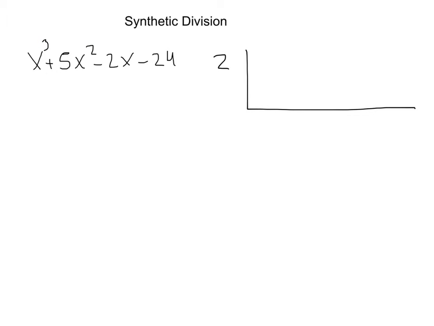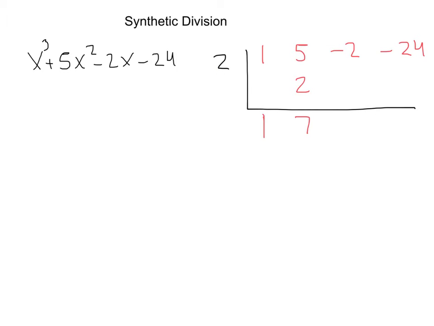So the first thing we're going to write is a 1, because there's an understood 1 right here. Then we'll write a 5, negative 2, you keep the sign of whatever it is, negative 24. Okay, so with synthetic division, once you have this written out, you always pull down your first one. So we pull down the 1, and then we say 2 times 1 is 2, and then 5 plus 2 is 7. So all we've done is we've pulled this down, we've multiplied here, and that gave us 2. 5 plus 2 is 7.